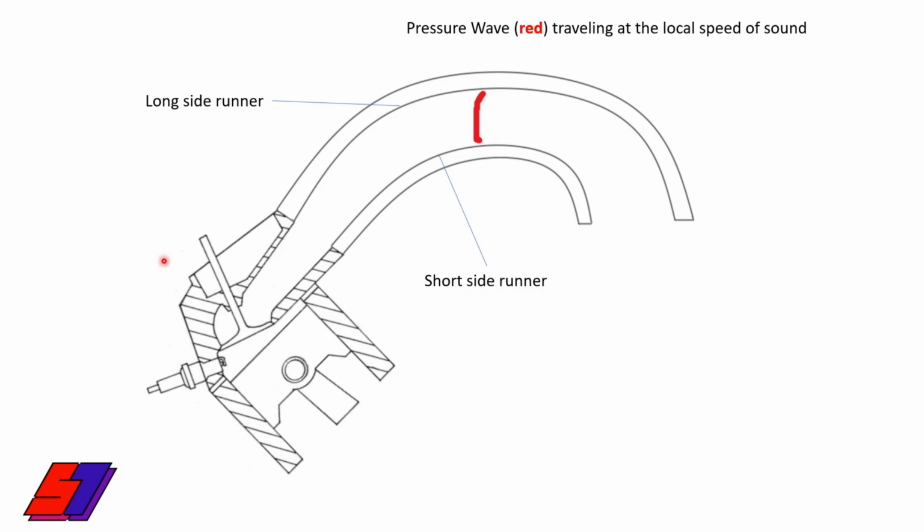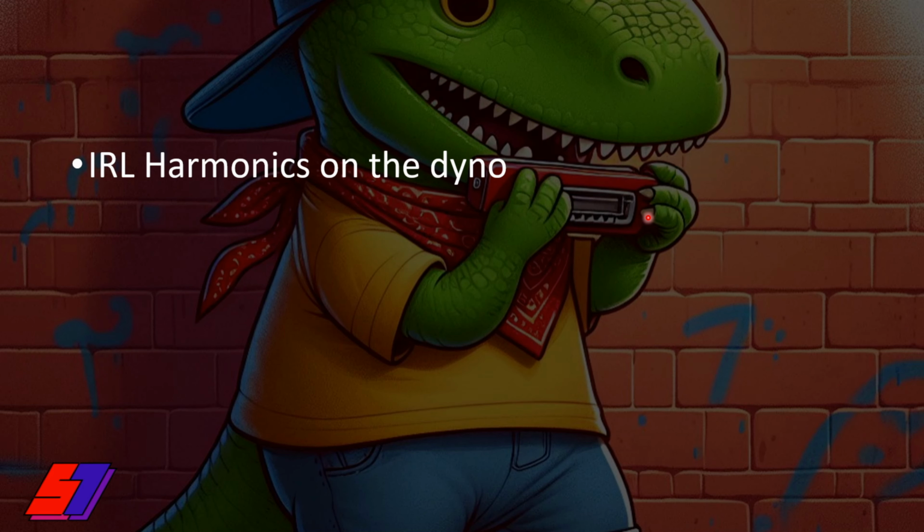I've also labeled the long side runner and the short side runner, but really it's going to be the total length, the average length of the short side, which includes the intake port on the cylinder head and the intake runner on the manifold, and then the same thing for the long side. So you would measure all of these distances, add the long sides and add the short sides, and then divide them by two, and that would give you the average length of that runner.